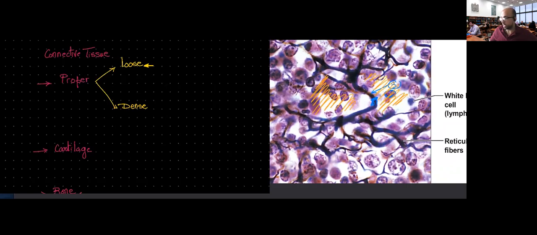Again, we're not looking at how close everything is related to one another. We're looking at how close the fibers are located to one another. So here, do the fibers have spaces in between, or are they closely packed against one another? They have lots of space. So this is going to be considered as a type of loose connective tissue.